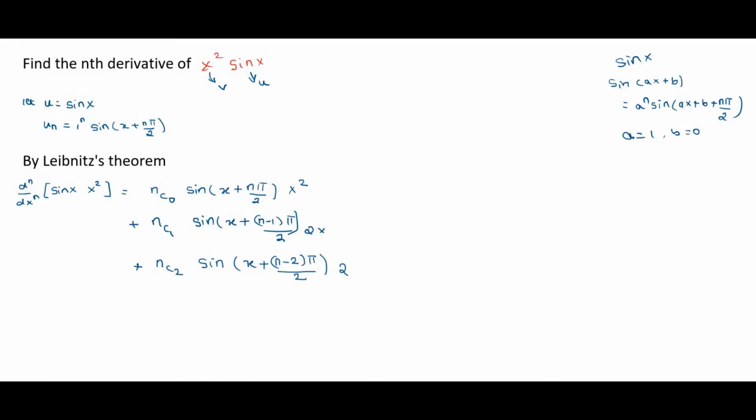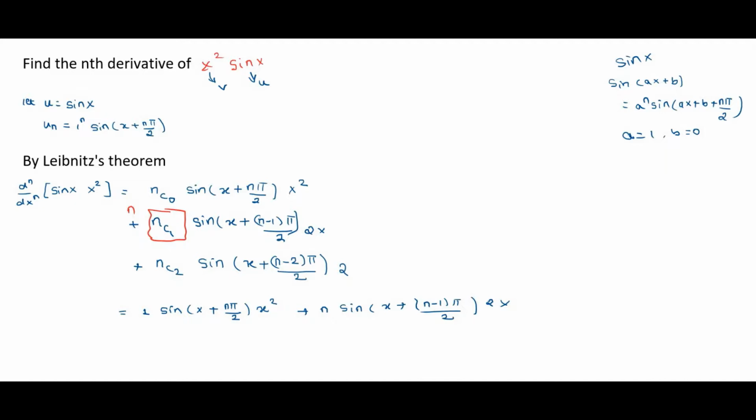Now our duty is to write down the value for nC0. We know that the value of nC0 is 1. So we write nC0 value 1, next sine of (x plus n pi by 2) into x square. Plus next, what is the value of this nC1? nC1 value is equal to n. So I will write here n into sine of (x plus n minus 1 into pi divided by 2), bracket complete, 2x.